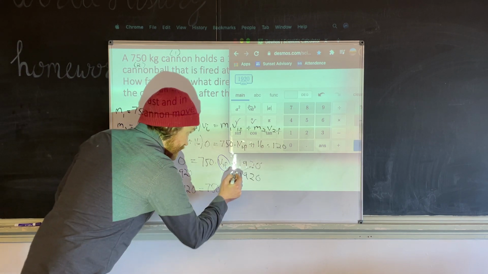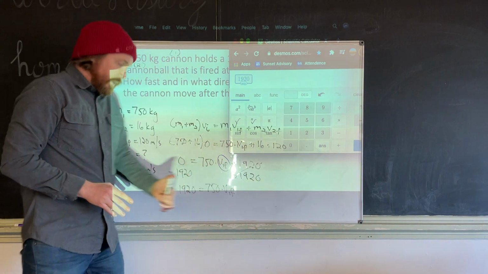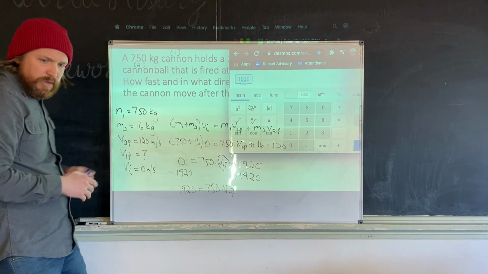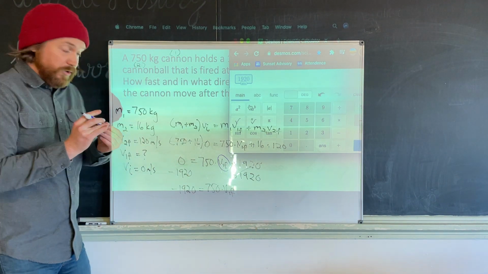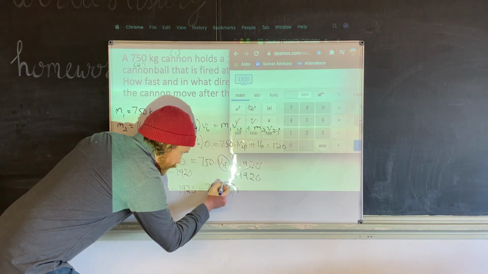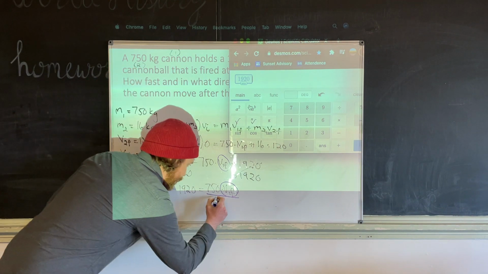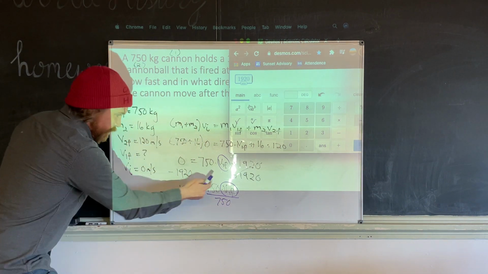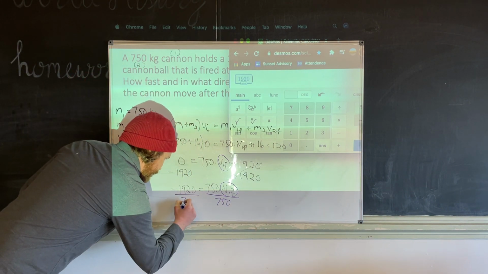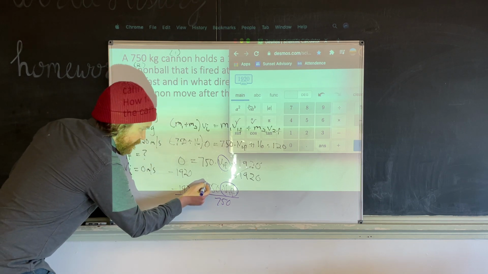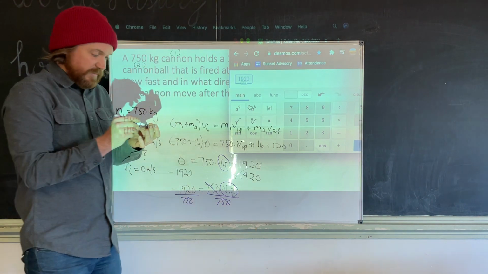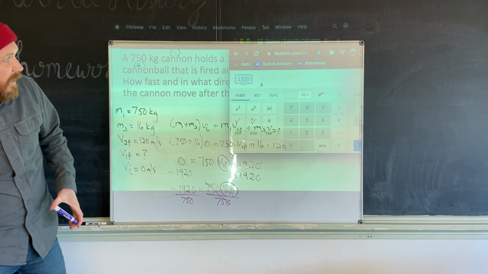Anything minus itself is 0. Boom, boom. And now hopefully you guys can see this. We have a very familiar looking equation. I want V1F by itself. This is multiplication. I do the opposite of multiplying and divide by the number I want to move, which is 750. Whatever I do to that side, I got to do to this side. 750 divided by 750 is 1. That cancels out. I go back to my calculator.